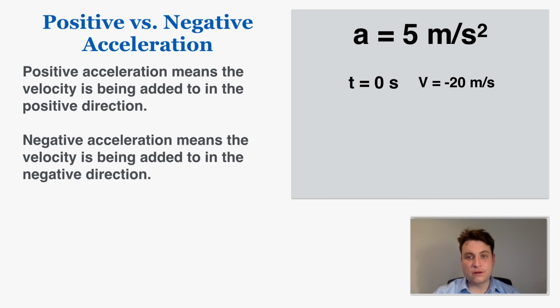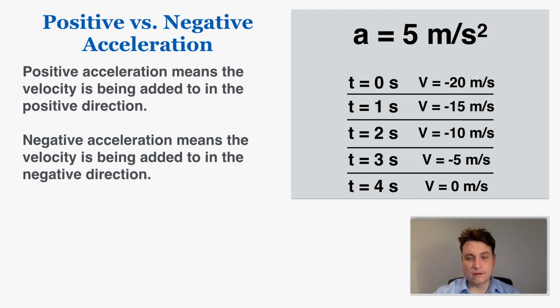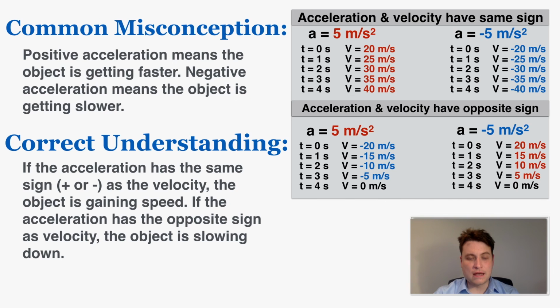Like right here, the acceleration is positive and the velocity is negative. But if I add positive 5 to negative 20 for every second that passes, it's going to get slower and slower. It's going to go to negative 15, negative 10, negative 5, and 0. So that positive acceleration is actually slowing the object down. So one more time, positive acceleration only means the velocity is being added to in the positive direction. Negative acceleration means it's being added to in the negative direction.